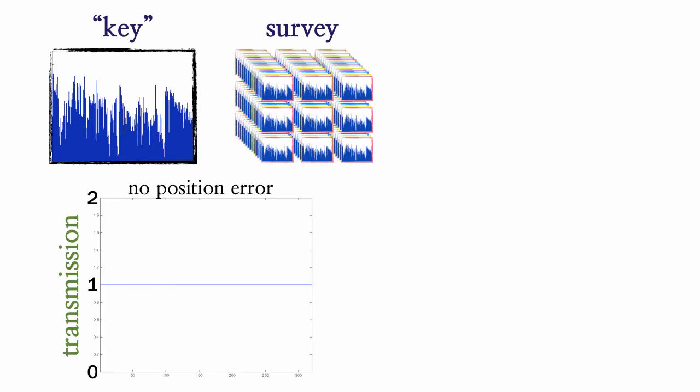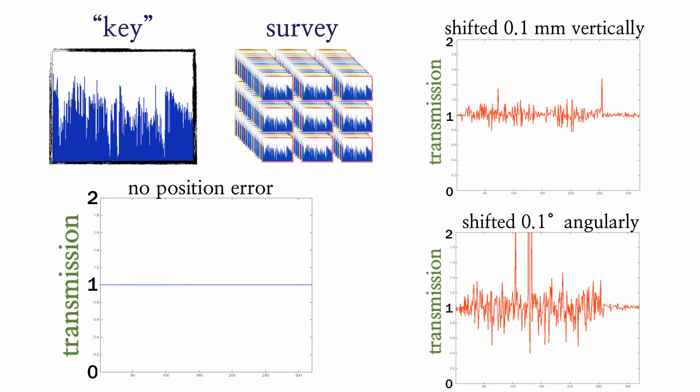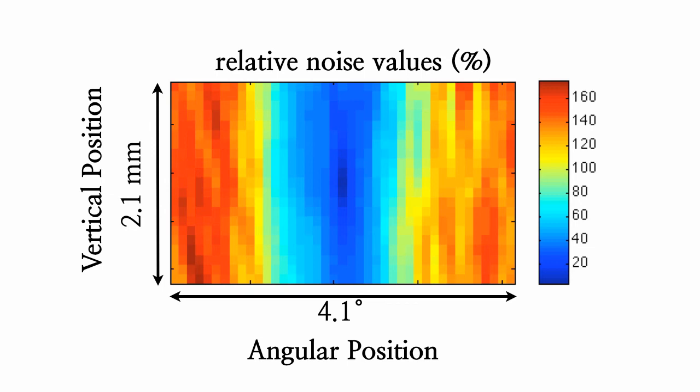So perfect placement would give a profile with a value of 1. And any mismatches in position introduce noise to these profiles. So we calculate a noise value for each profile, and then to locate the true zero position in the survey, we find the position with the least noisy transmission profile. And this is one of those surveys with the least noisy pixel already centered.